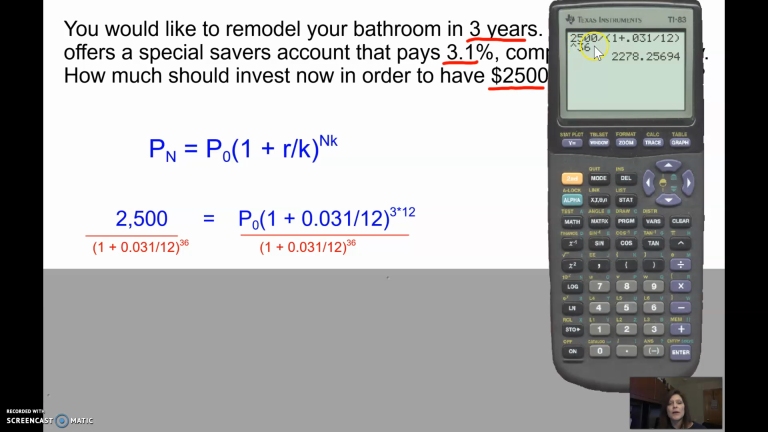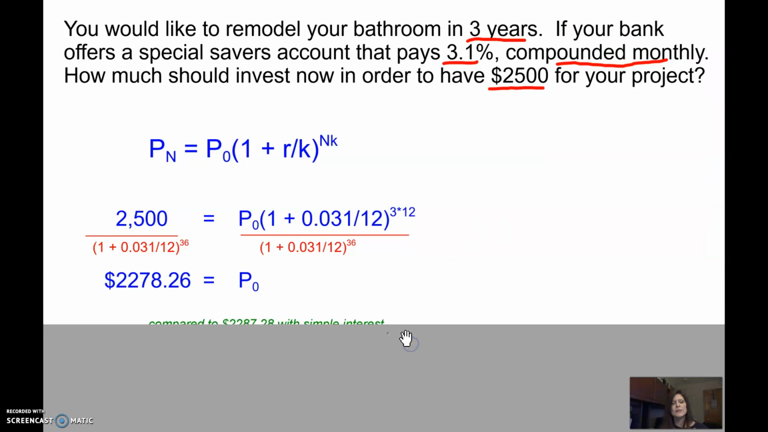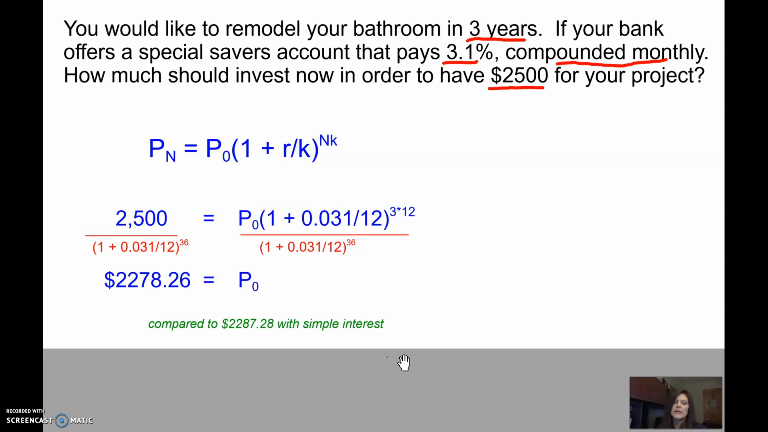So I'm going to put in 2,500 divided by, and I want to divide it by everything in the denominator. So as soon as you hit the divide, put a parenthesis, and then put everything that should be in the denominator: 1 plus 0.031 divided by 12, that's my denominator, raised to the 36th power. The calculator does order of operations inside the parenthesis, then the exponent, then it'll divide. So it gives me the answer here of $2,278.26.